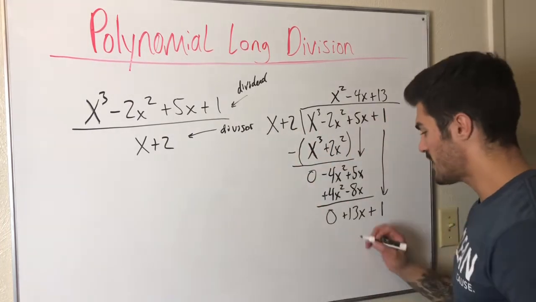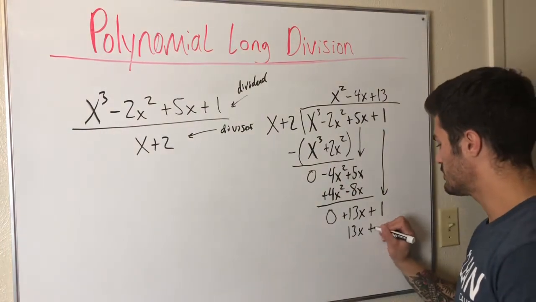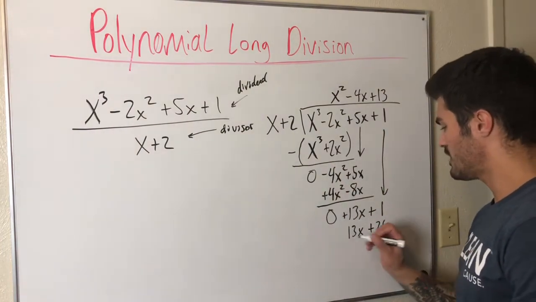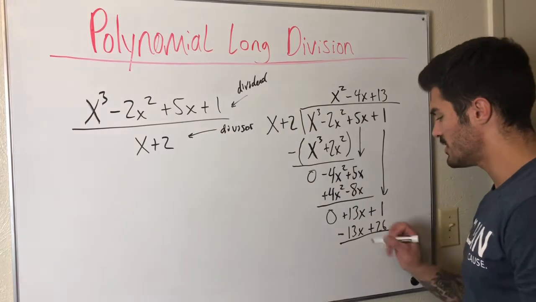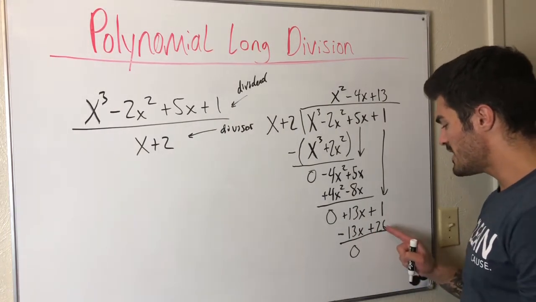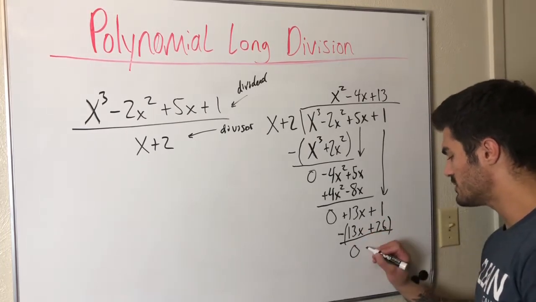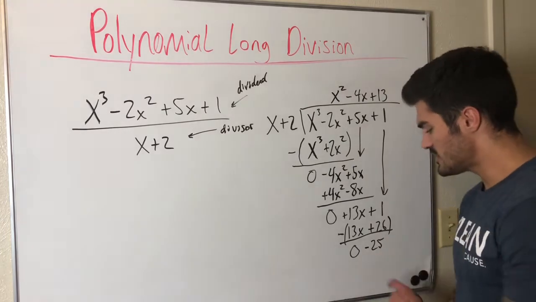Multiply the 13 back out, and I get 13x plus 26. And now I subtract. I'm almost done. I'm going to get 0 here, and I'm going to get 1 minus 26, right? 1 minus 26, so negative 25. So this is actually my remainder.